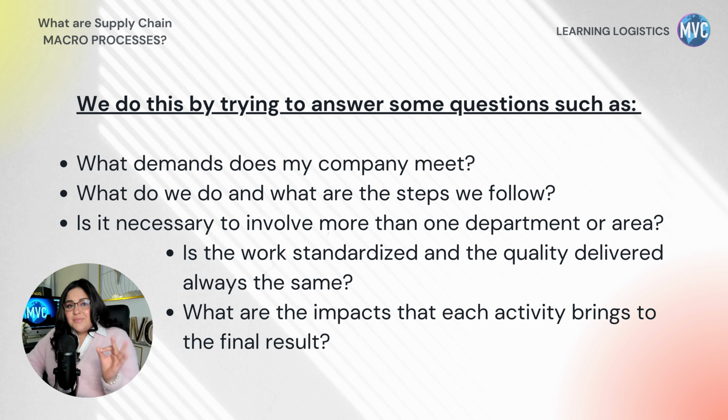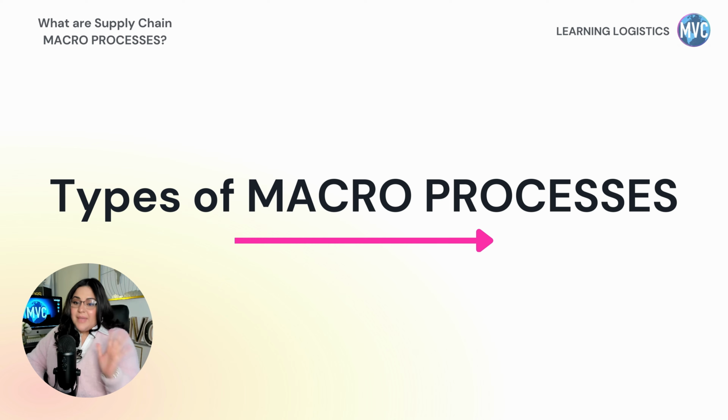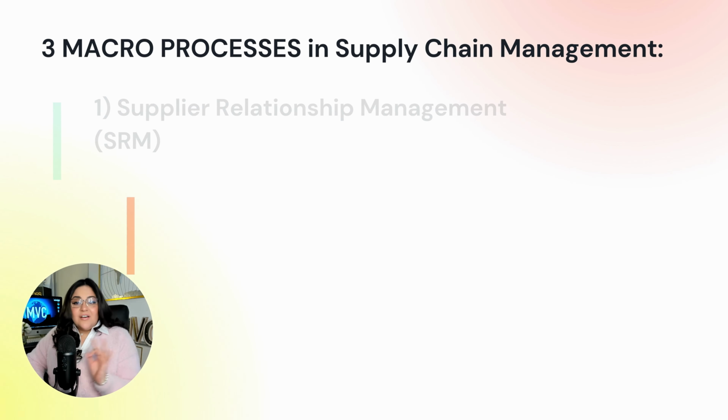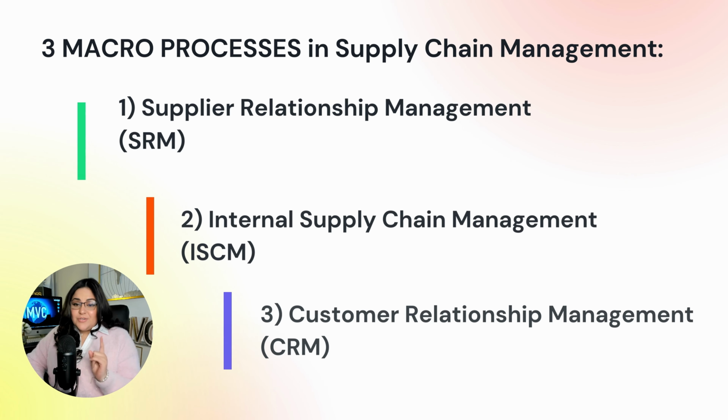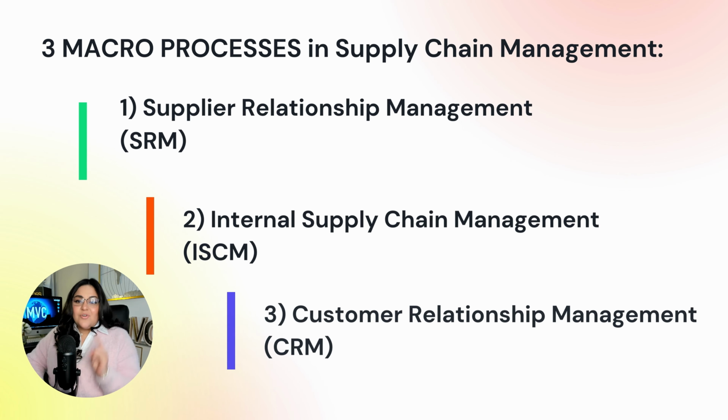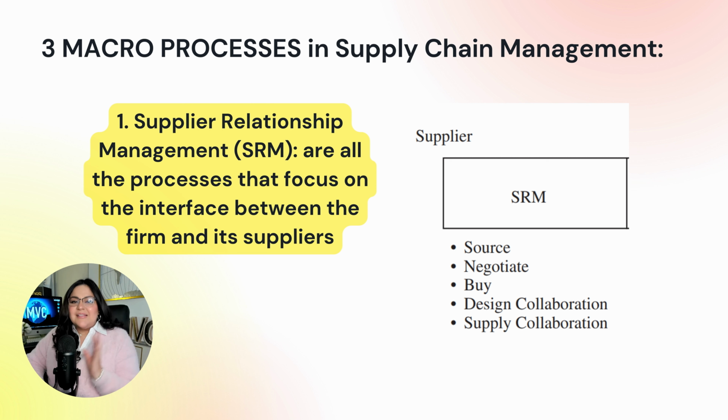Now we're into the next section, and here we're going to take a look at the types of macro processes. As I mentioned earlier, there are 3 types of macro processes. These are supplier relationship management, or SRM, internal supply chain management, or ISCM, and customer relationship management, or CRM. So you know the deal. We're going to talk about each of them in detail. The first one that we're going to look at is supplier relationship management, or SRM.